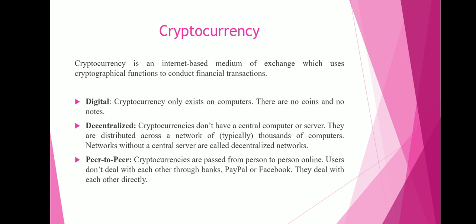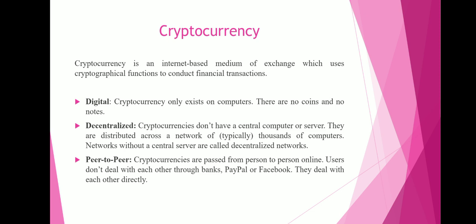Now we will see why cryptocurrencies are so popular, because of these properties. Cryptocurrencies are digital. They only exist on computers. There are no coins, no notes, and no denominations. The second property: cryptocurrencies are decentralized. They don't have an external computer or a central server. They are distributed across a network, among thousands of computers. Networks without a central server are known as decentralized networks, so cryptocurrencies are based on decentralization.